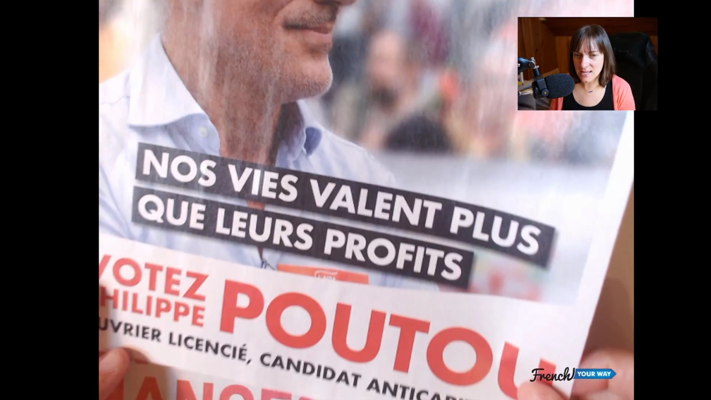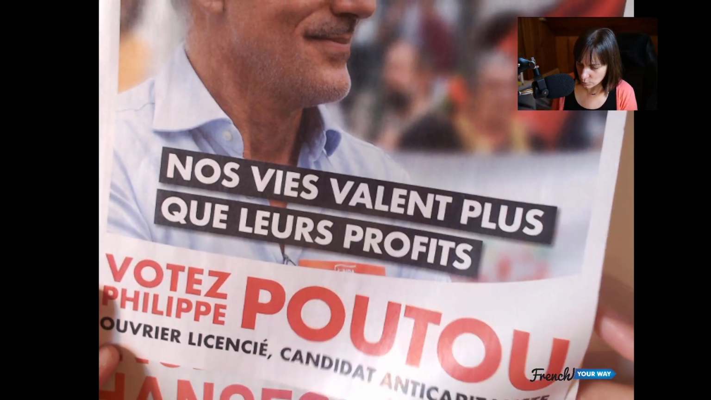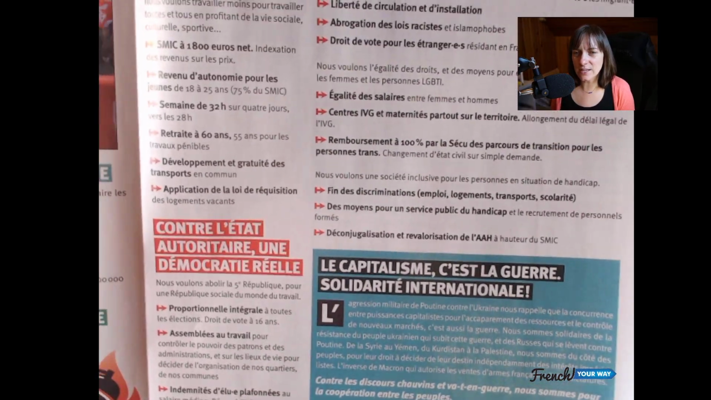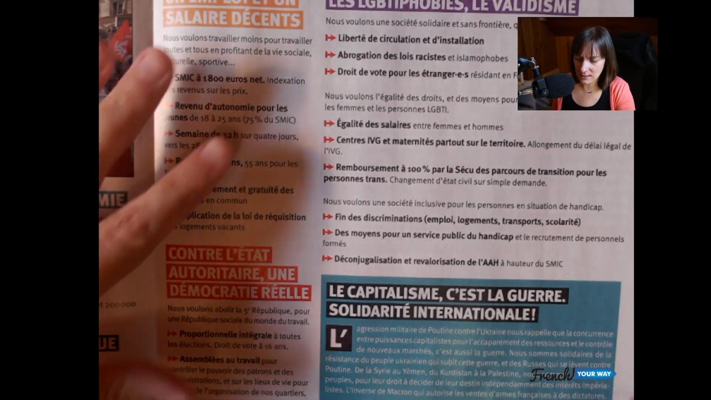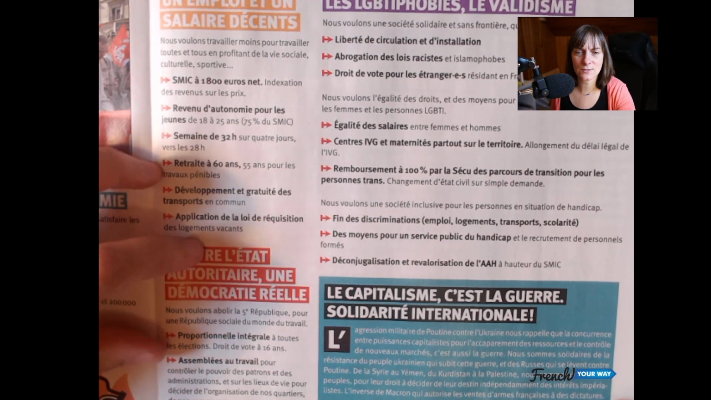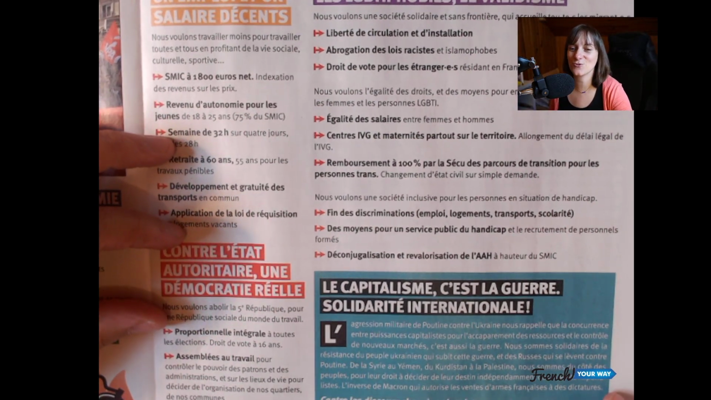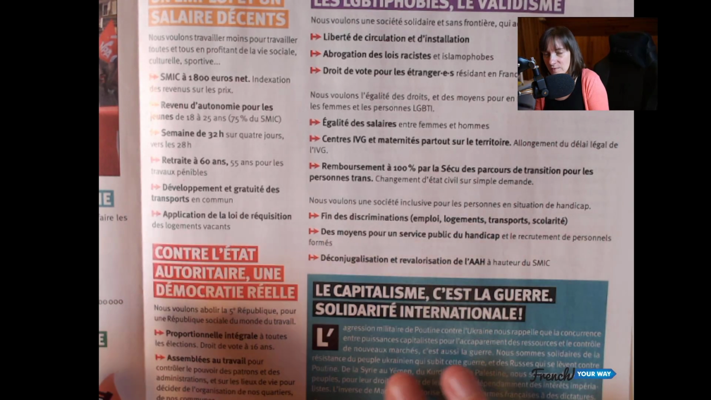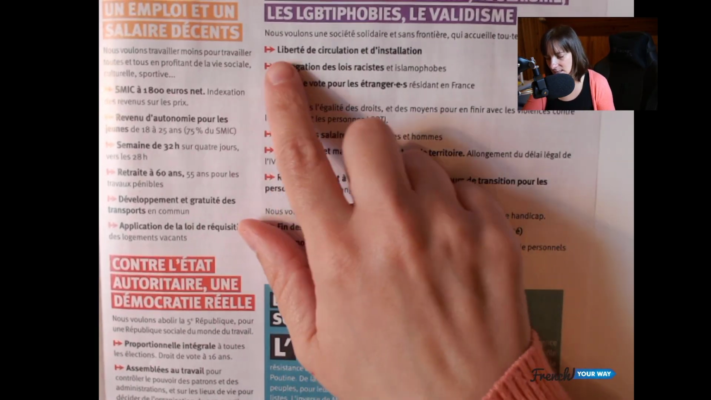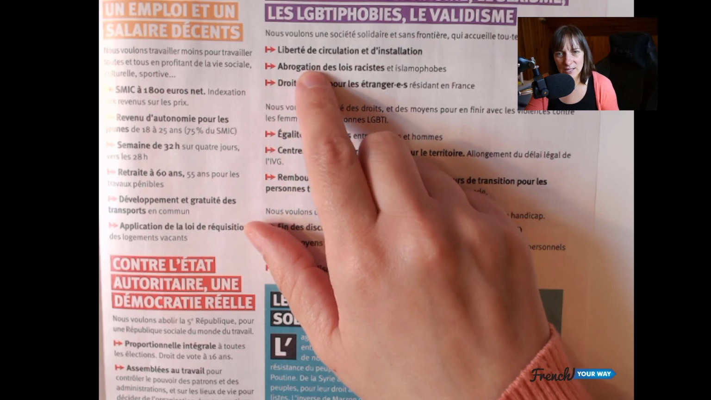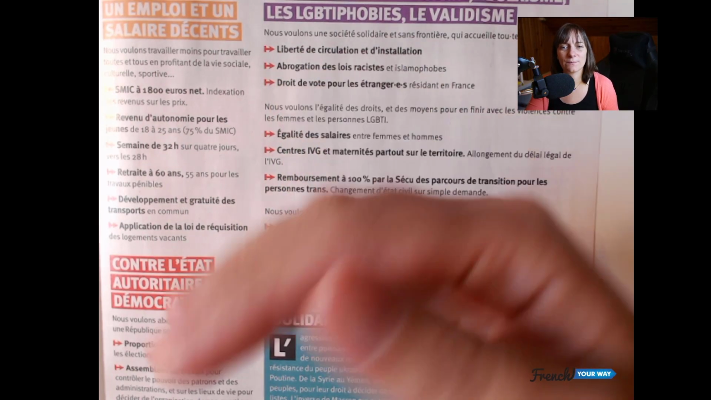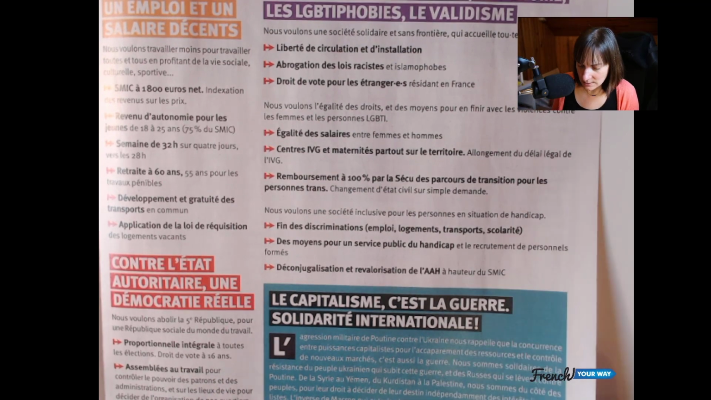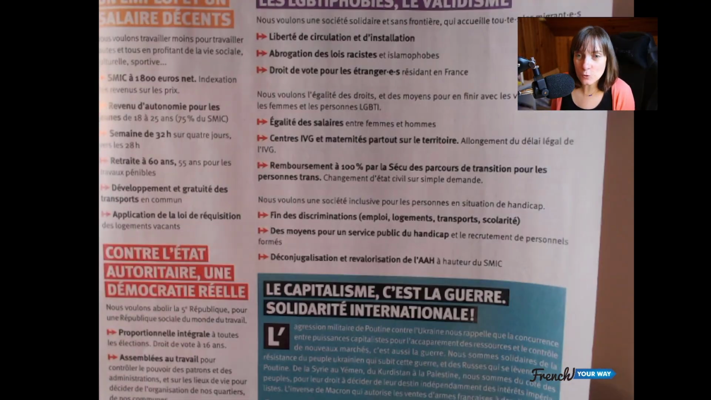This program is Philippe Poutou. What did I want to say about Philippe Poutou already? So I wanted to show that his bullets, like all the actions that he plans to take, all the things that he plans to do, are presented in the form of nouns. Liberté, abrogation, droit de vote, etc. So that's just his checklist of what he proposes to do.